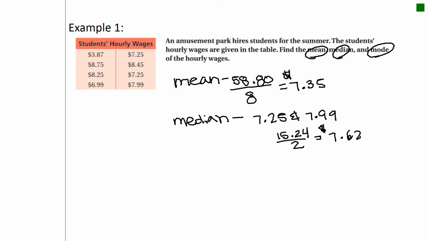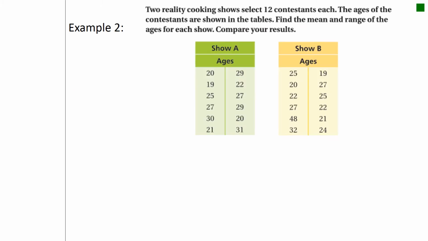Now let's talk about mode. The one that occurs the most, the one that people get paid the most, is $7.25. That one wasn't hard. All right, that was a quick review. We're going to move on now.